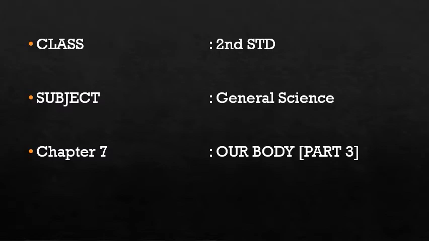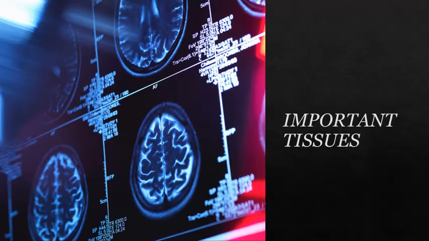Today we are going to learn what the important internal tissues are. Tissues usually means a group of cells. A cell is the smallest unit of our body. Our body is made up of millions of cells, and a few cells together make a tissue. So we are going to learn what the important tissues are.